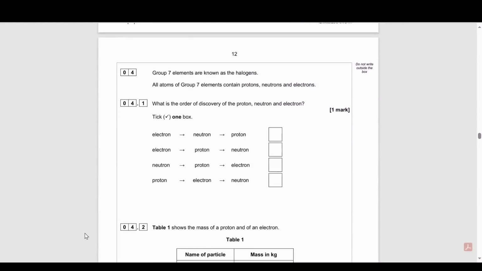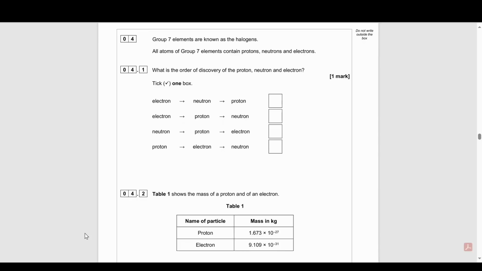Question 4. Group 7 elements are known as the halogens. All atoms of group 7 elements contain protons, neutrons, and electrons. What is the order of discovery of the proton, neutron, and electron? Well, thinking about our models of atoms now. The first model of the atom that we need to be aware of is the plum pudding model. That's the earliest one that we need to be aware of.